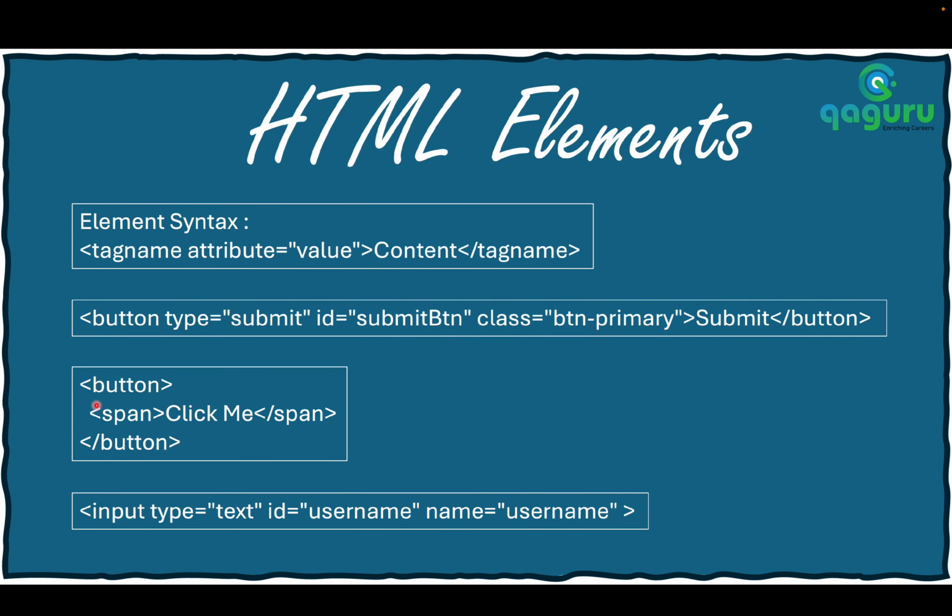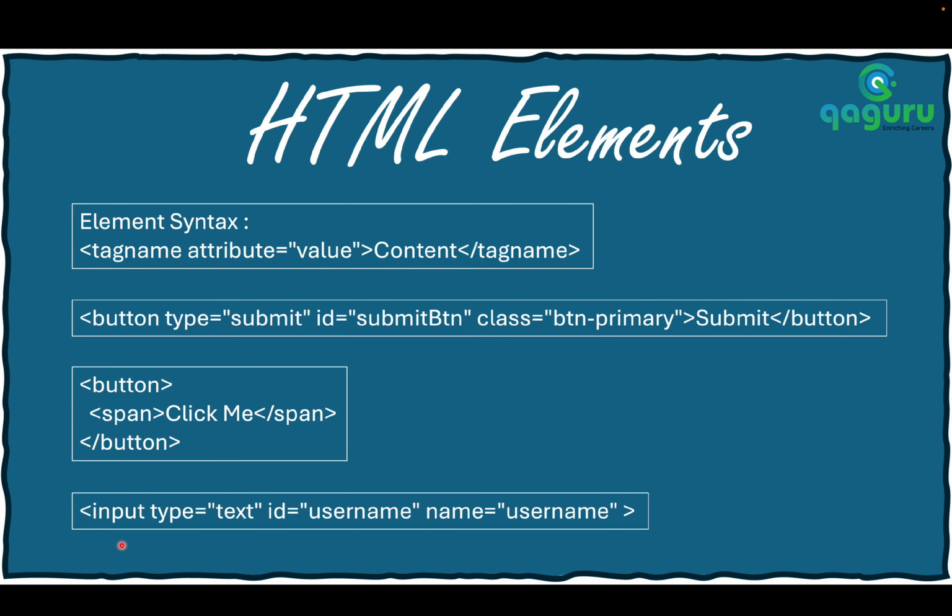Now let's take another example, a button element. There is an opening tag and then there is a closing tag /button, and in between it has its content. Interestingly here, the content is another tag. We can call it a child element. So an element can be the content of another element. That's possible. So here there's a span tag, an opening tag, its content click me, and the closing tag is /span.